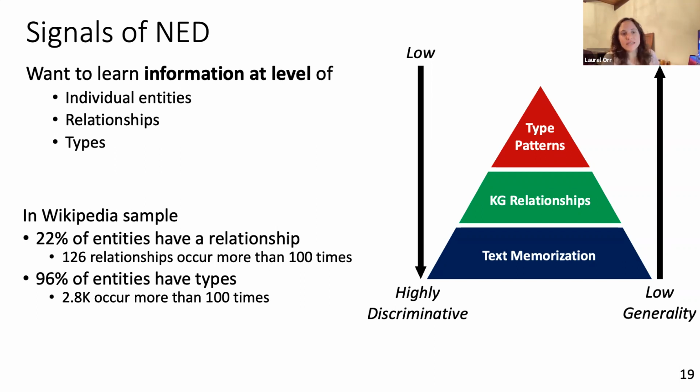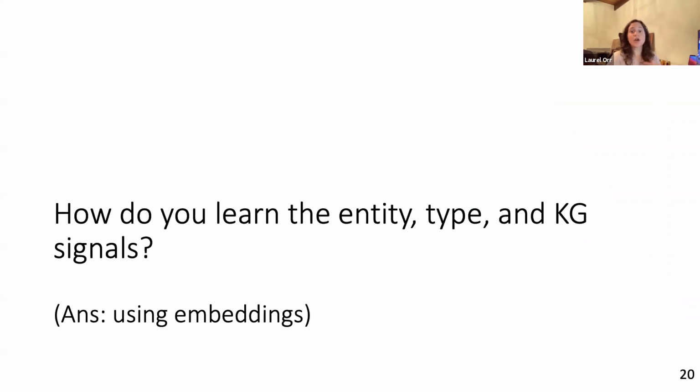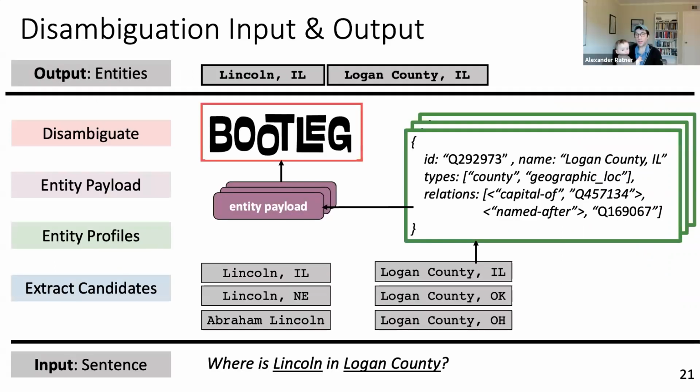As 96% of entities have types, we're going to make that a more general signal and put that at the top of our hierarchy. So the key takeaway from this set of slides is that by learning patterns over types and relationships, we're going to be able to better generalize to the tail. The next natural question is how do you actually encode this information into a model itself. I'm going to show you how we do this all through the notion of embeddings.